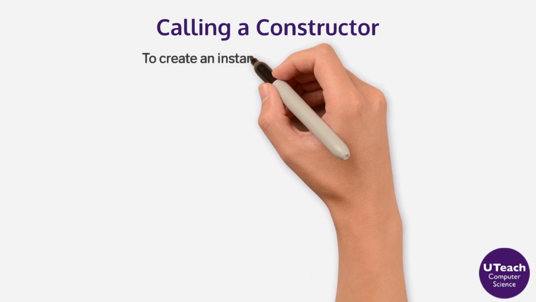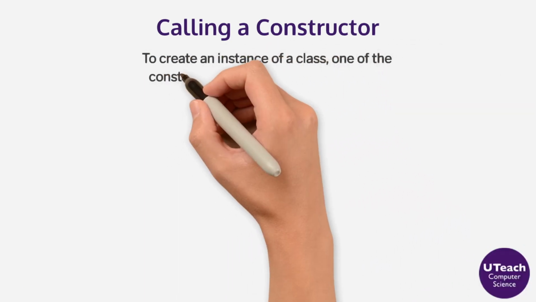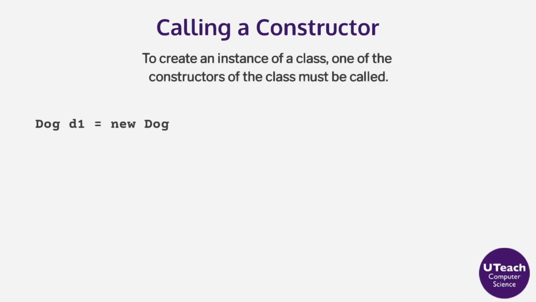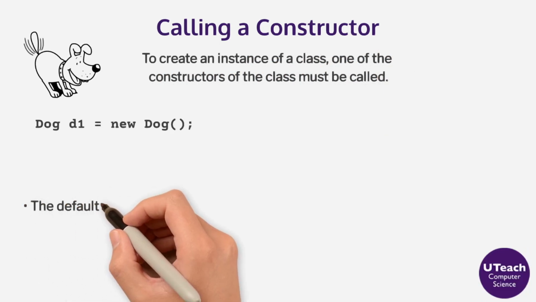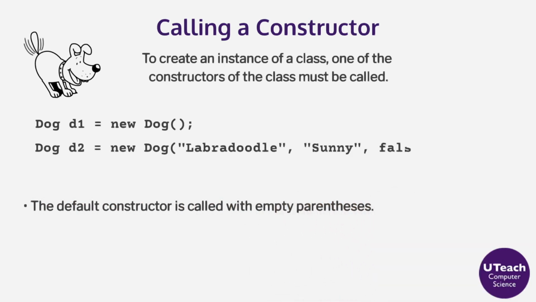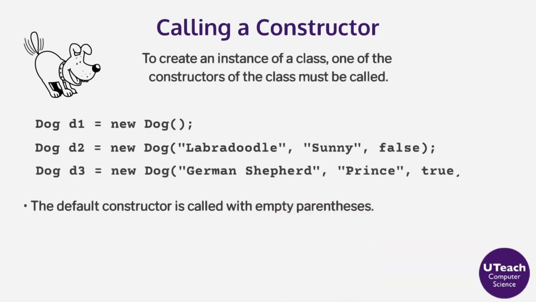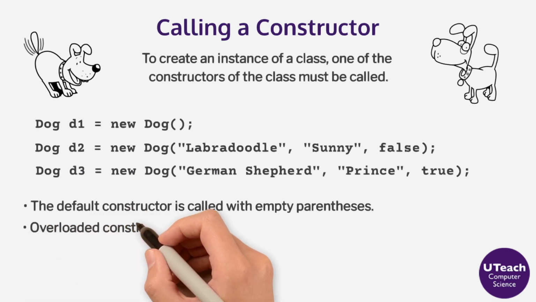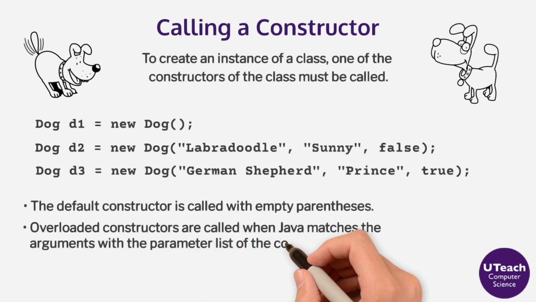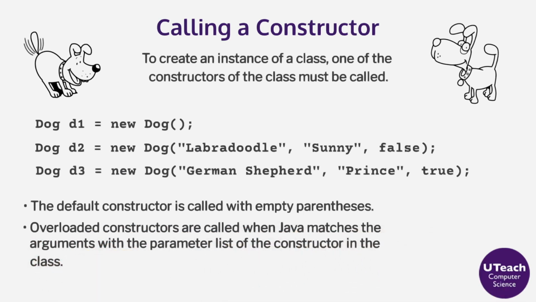To create an instance of a class, one of the constructors of the class must be called. The default constructor is called with empty parentheses. Overloaded constructors are called when Java matches the arguments with the parameter list of the constructor in the class. Make sure the arguments are in the same order and have the same data type as the parameters.